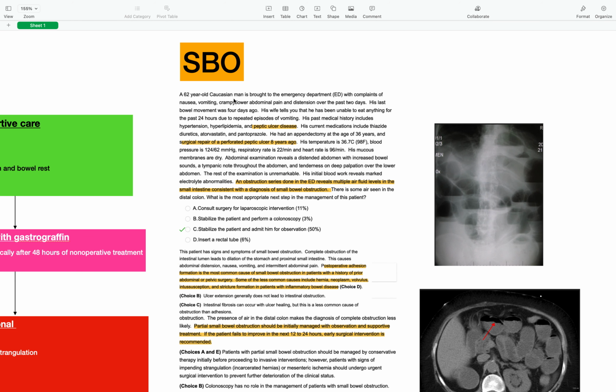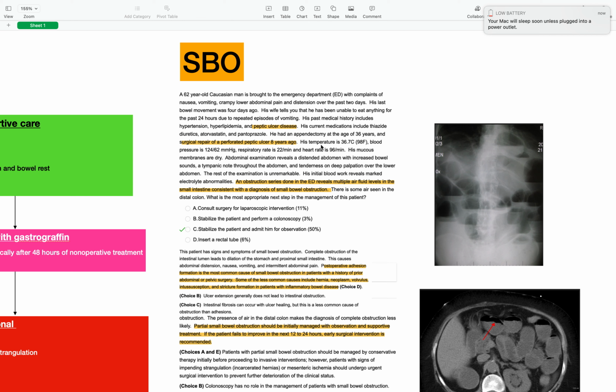A 62-year-old man is brought to the emergency department with complaints of nausea, vomiting, crampy lower abdominal pain, and distension over the past 2 days. His last bowel motion was 4 days ago. His wife tells you that he has been unable to eat anything for the past 24 hours due to repeated episodes of vomiting. He has a history of peptic ulcer disease and hyperlipidemia. His current medications include thiazide diuretics, atorvastatin, and pantoprazole. He had an appendectomy and surgical repair of a perforated peptic ulcer 8 years ago.